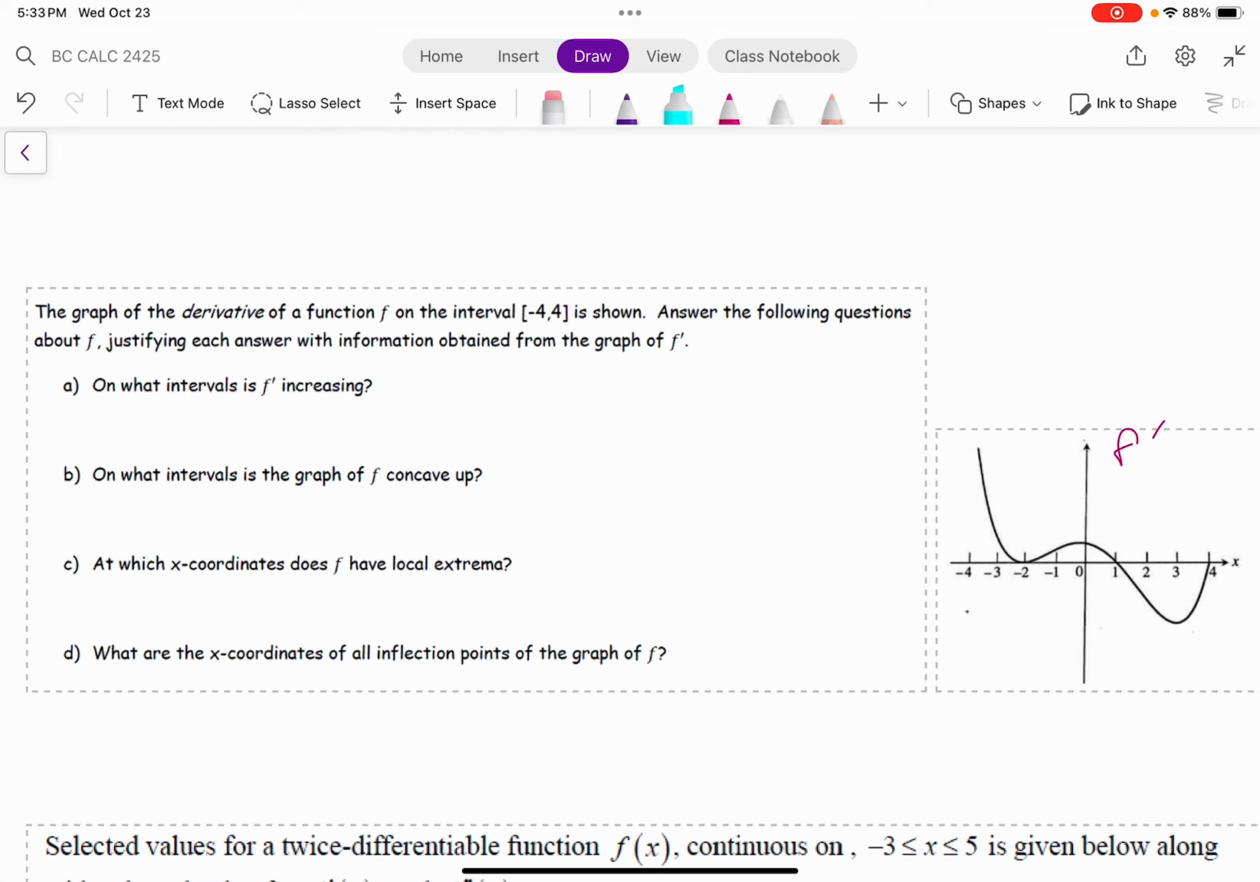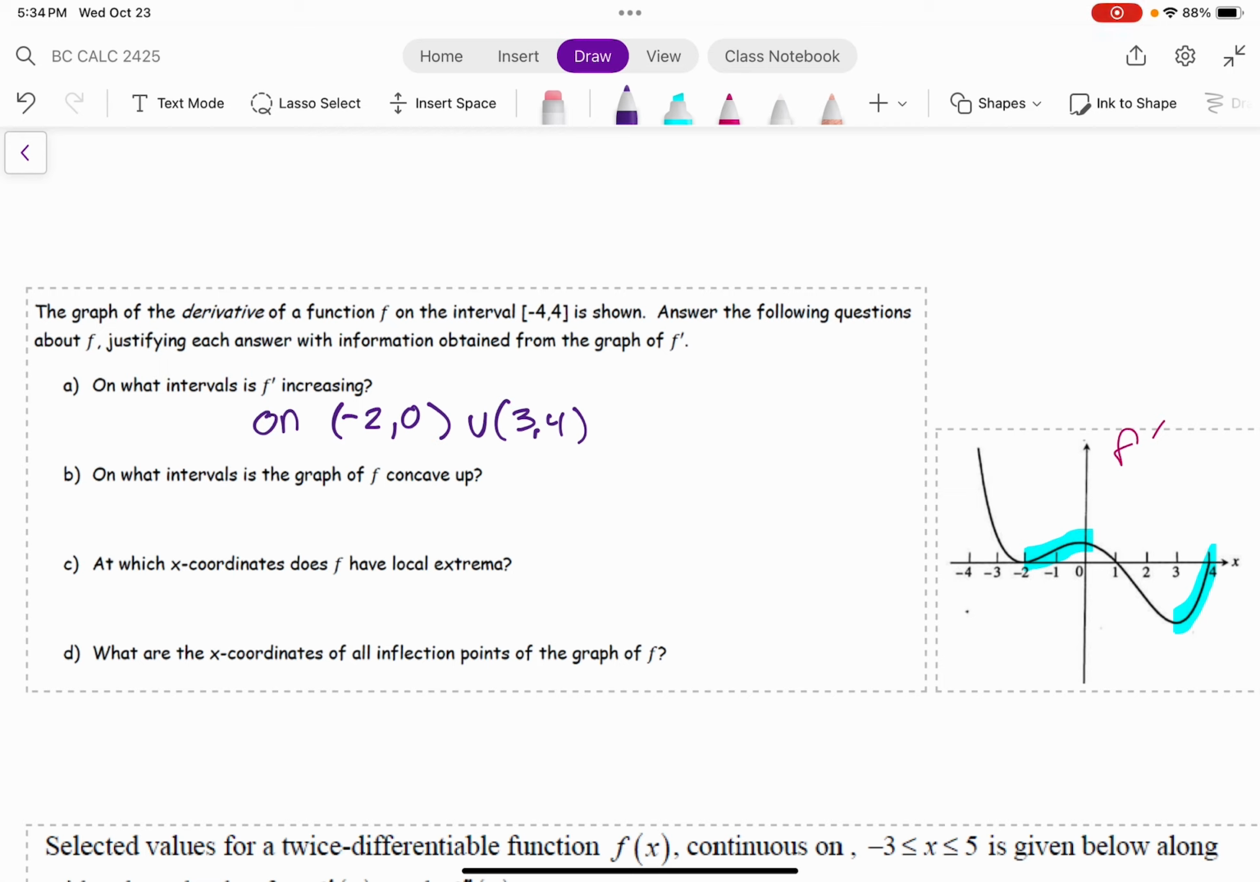So f prime is increasing. Since we're looking at f prime, it is increasing on this interval here and on this interval here. Okay, so we're going to say it's increasing on the interval -2 to 0, and then from 3 to 4. Now, I'm not really sure what a justification would look like there. I mean, you're just looking at the graph.